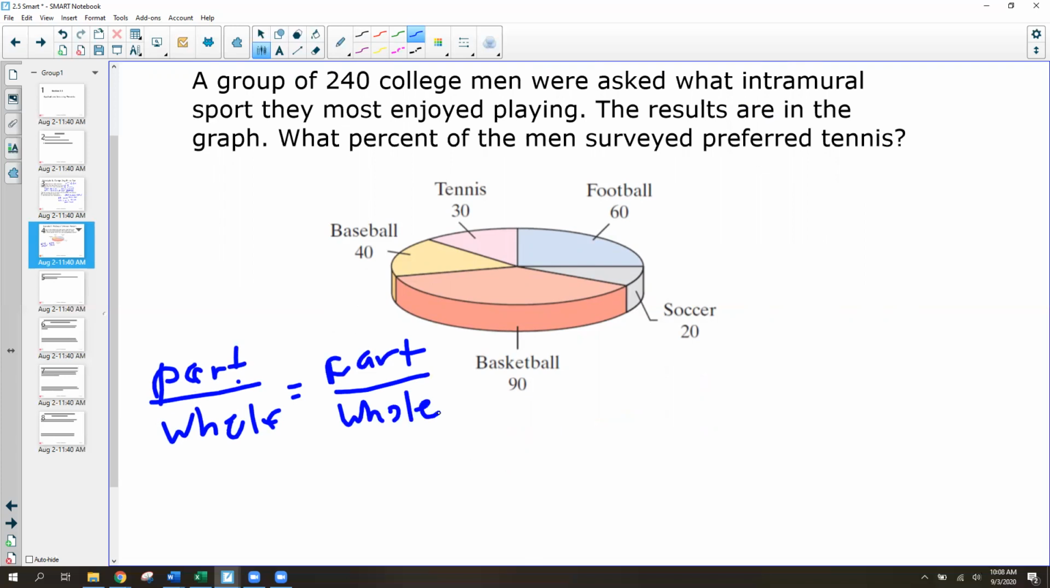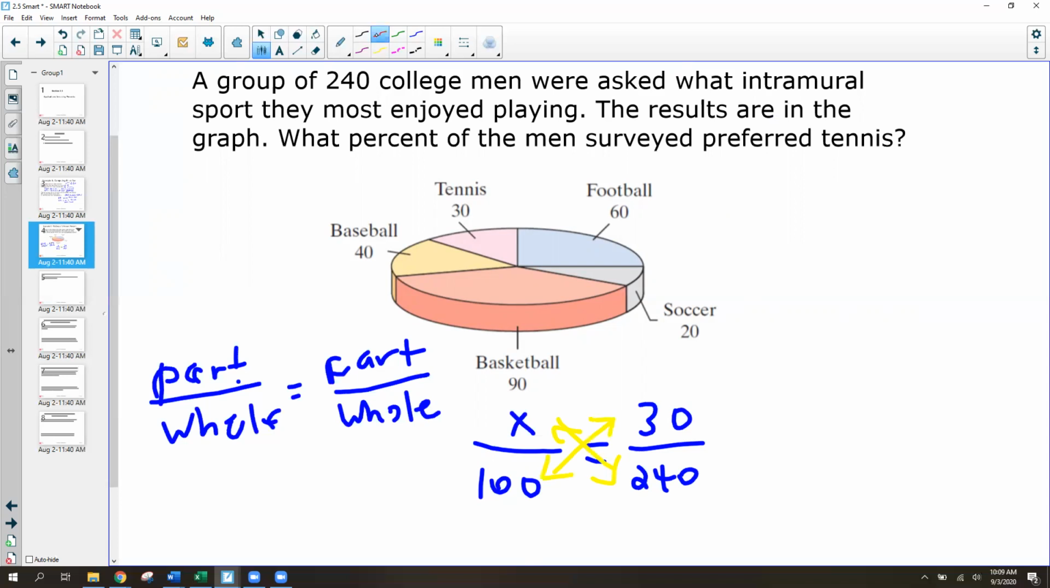So in this case, I can think about percents. I'm missing the percent that preferred tennis. That's a part. But a whole in a percent is 100%, right? The other ratio is that part of the men like tennis, 30 of them, out of 240. So I have two equivalent ratios as a proportion. What the heck do you do with it now? Do you remember how to solve a proportion? When we have two equivalent ratios like this, we cross multiply across the equal sign.